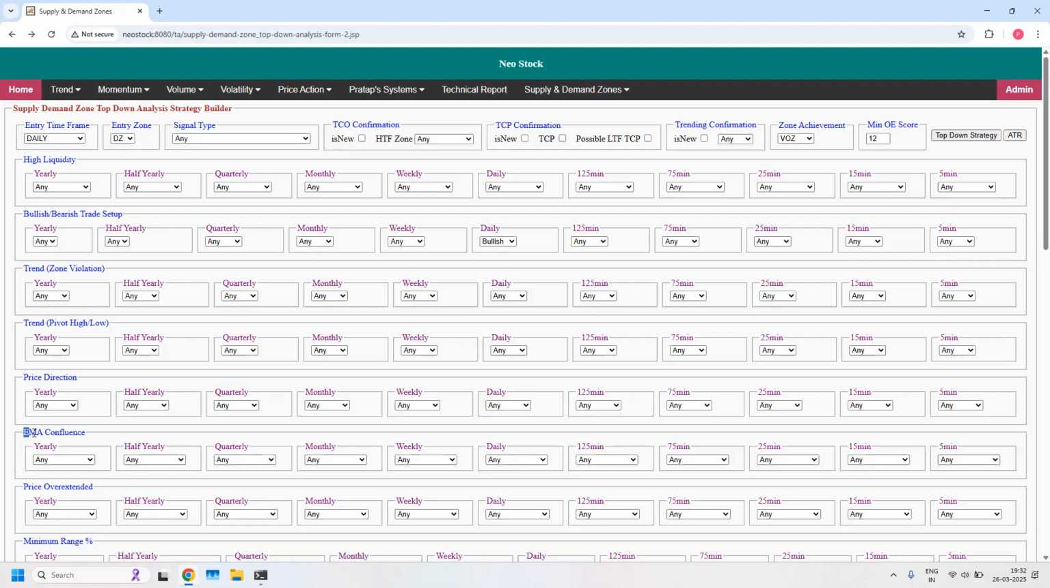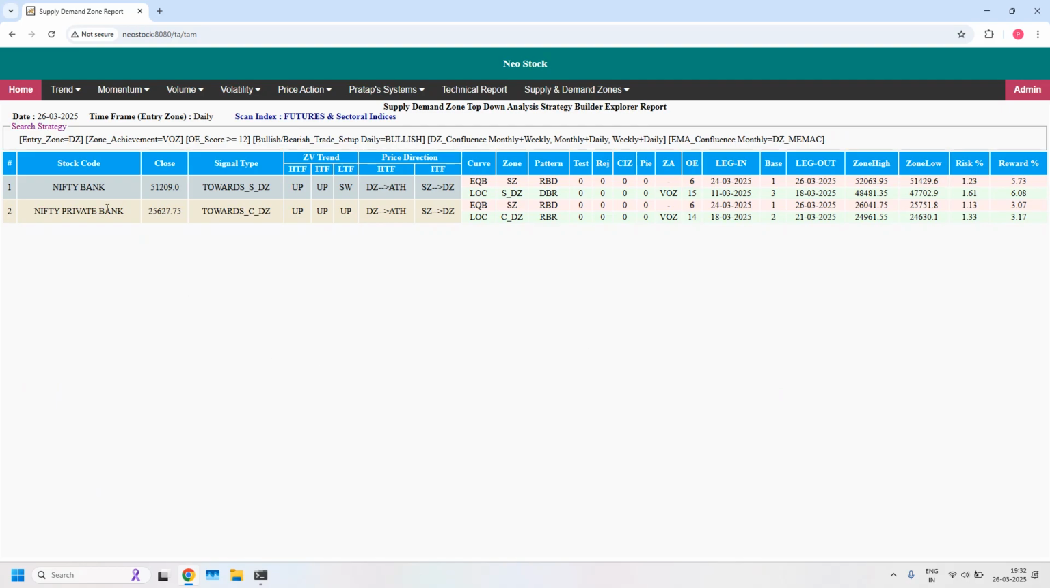So in the EMA confluence, at monthly time frame, I am setting the filter monthly demand zone having monthly EMA. Anyway, monthly trend is up for both the stocks. So both are filtered. So that means these 2 are having even more high probability to get success. So this is a bullish trade setup for monthly income trade.